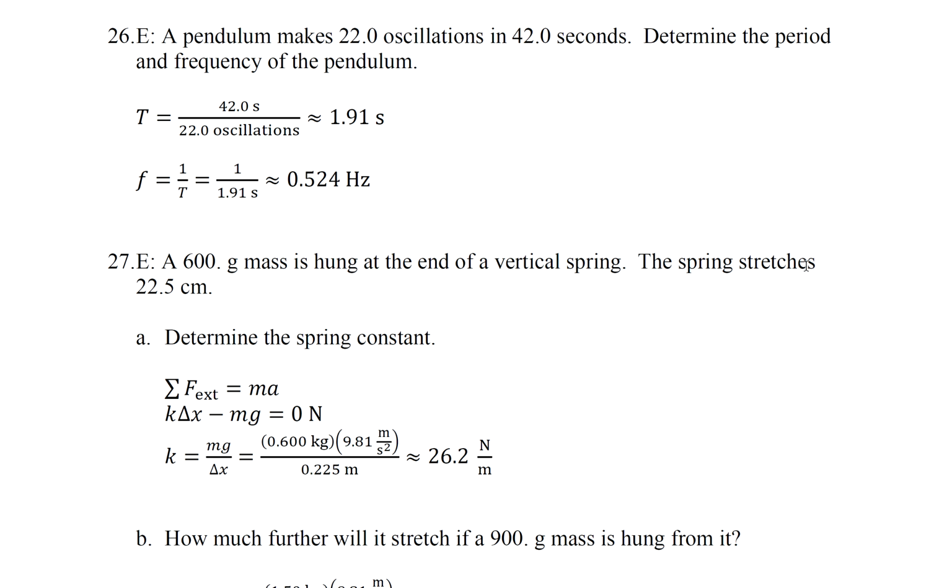Question 26. A pendulum makes 22 oscillations in 42 seconds. Determine the period and frequency of the pendulum. So that's how you do it.